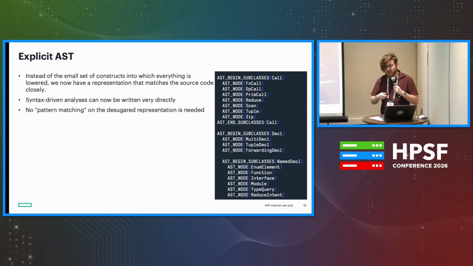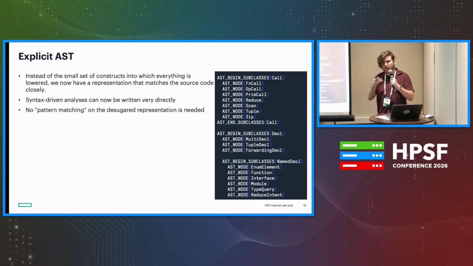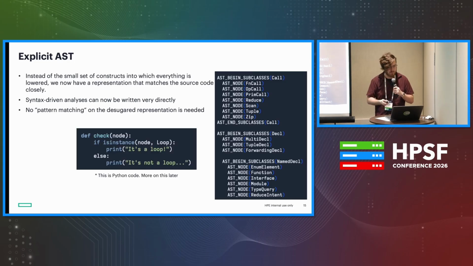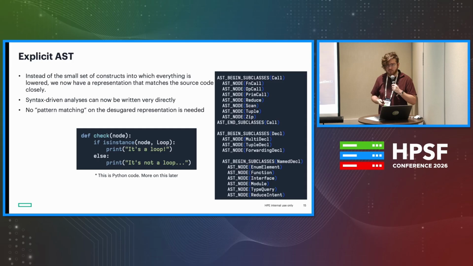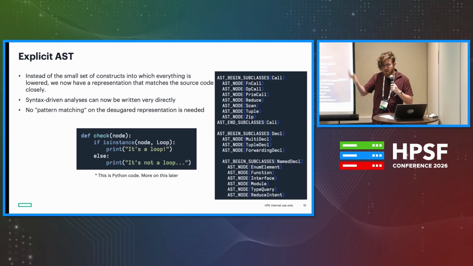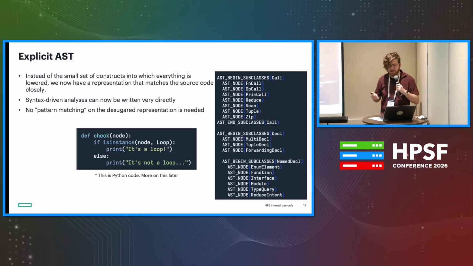And this way, tools that use this don't have to do this reassembling of the soup of low-level constructs back into something that's usable. And so this is some Python code that checks if an AST node is a loop, and all you do is ask, is this a loop? There's no magic involved besides that.